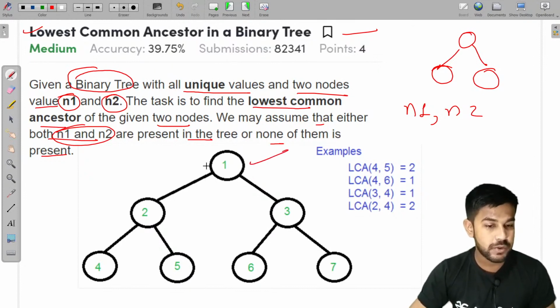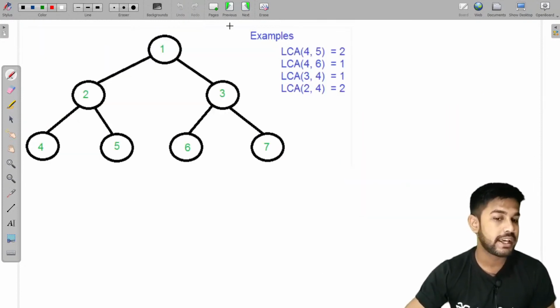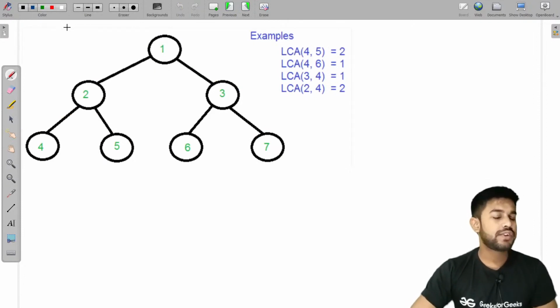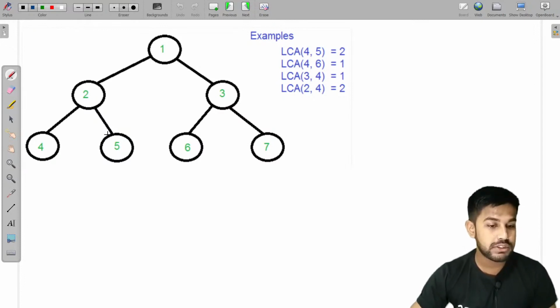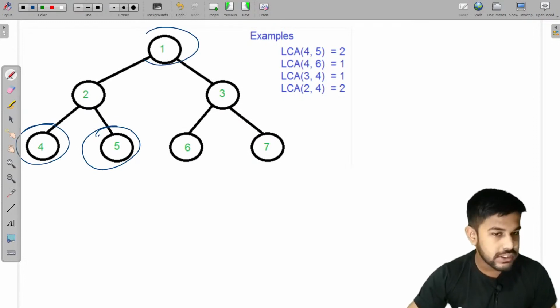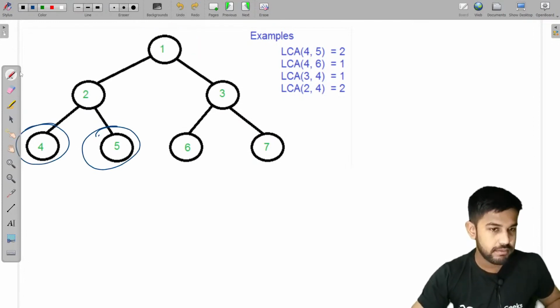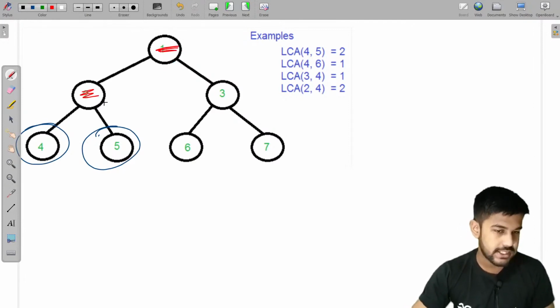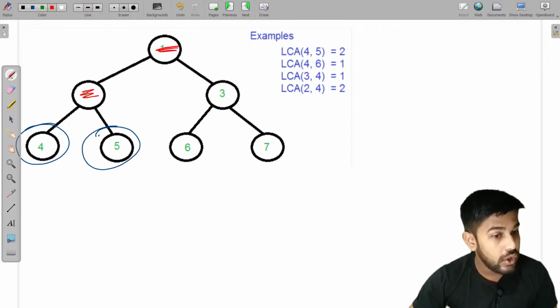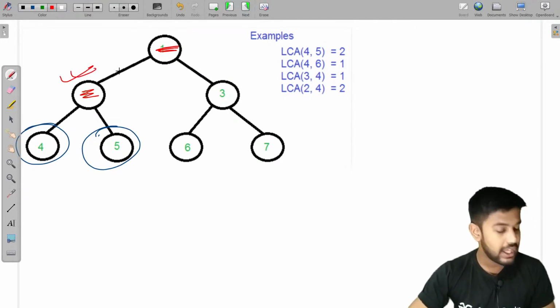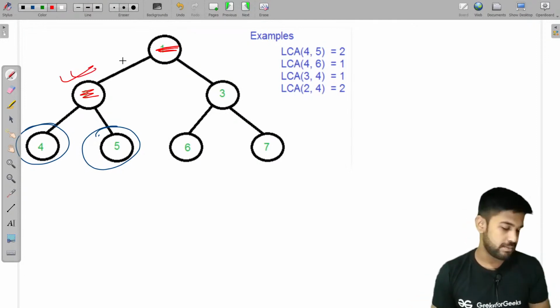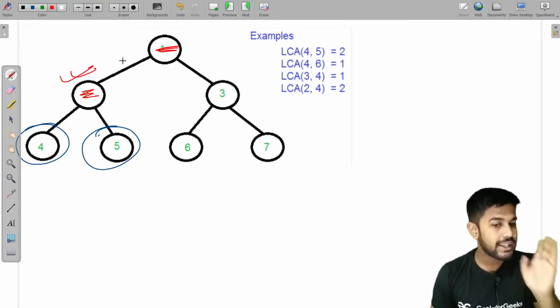Suppose this is the given binary tree. Let me write it again. Now let us first understand what is LCA. Suppose for the nodes 4 and 5, this is also an ancestor. Let me encircle it with a different color. This is also an ancestor, this is also an ancestor. Now we need to report the lowest common ancestor, the ancestor which is farthest from the root. We need to report that ancestor.